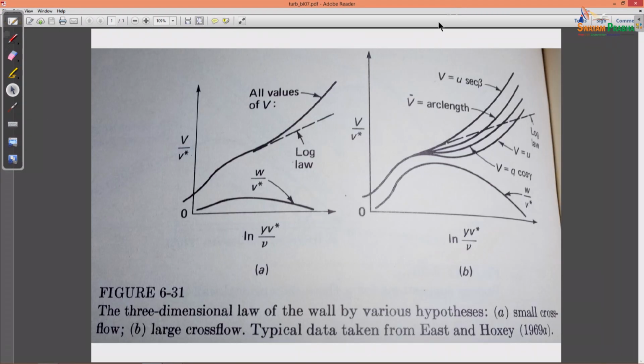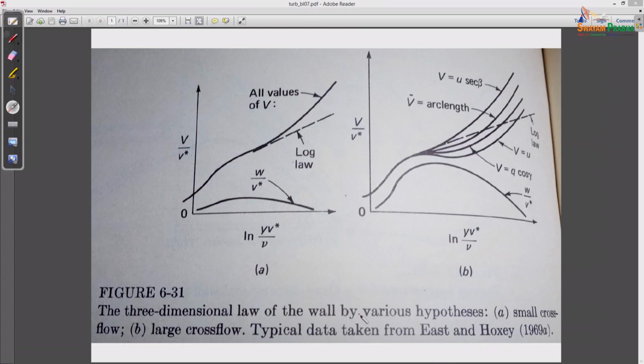So this is the output. The three-dimensional law of the wall by various hypotheses. Now the one on the left hand side, A, is for small cross flow, meaning W by V infinity is small. This W by V star is small, and this one is for large cross flow, as you can see. This is W by V cross, and all the references are given here.